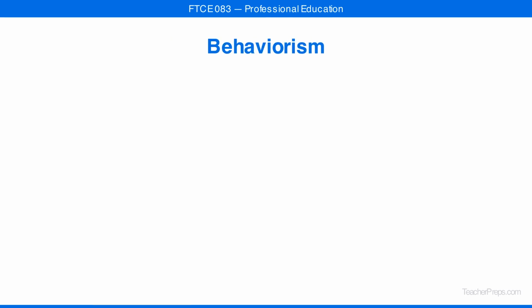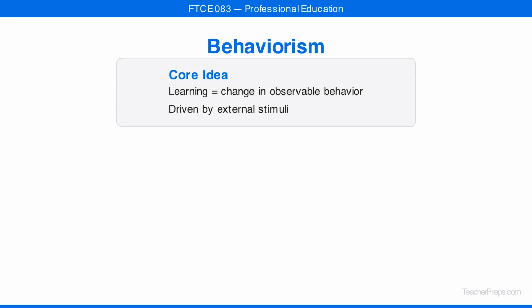Skill 1.5 is about learning theories, and this is one of the heaviest topics on the entire FTCE 083 exam. There are 4 major learning theory families you need to know. Let's start with behaviorism. Behaviorism says that learning is a change in observable behavior caused by external stimuli. The key idea is that what happens outside the learner drives the learning.